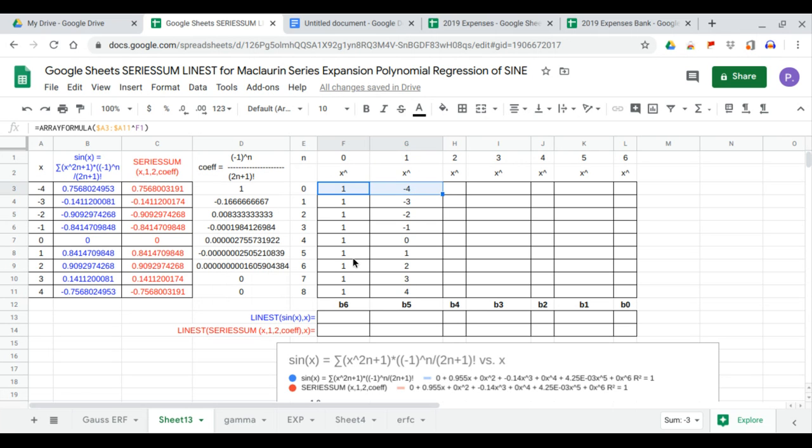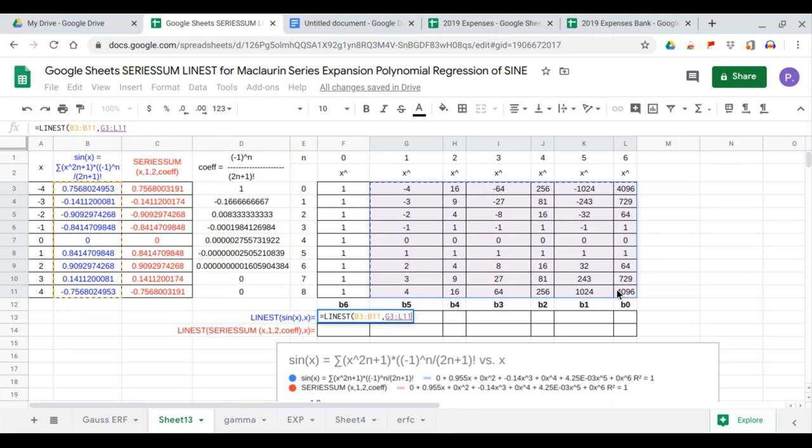And we'll show the x column. This column matches our x values. Then the x squared column. Then the x cubed column. Then the x to the fourth column, x to the fifth column, and x to the sixth column. Now we can use the LINEST. This time we'll start with the function itself, sine x and data x.